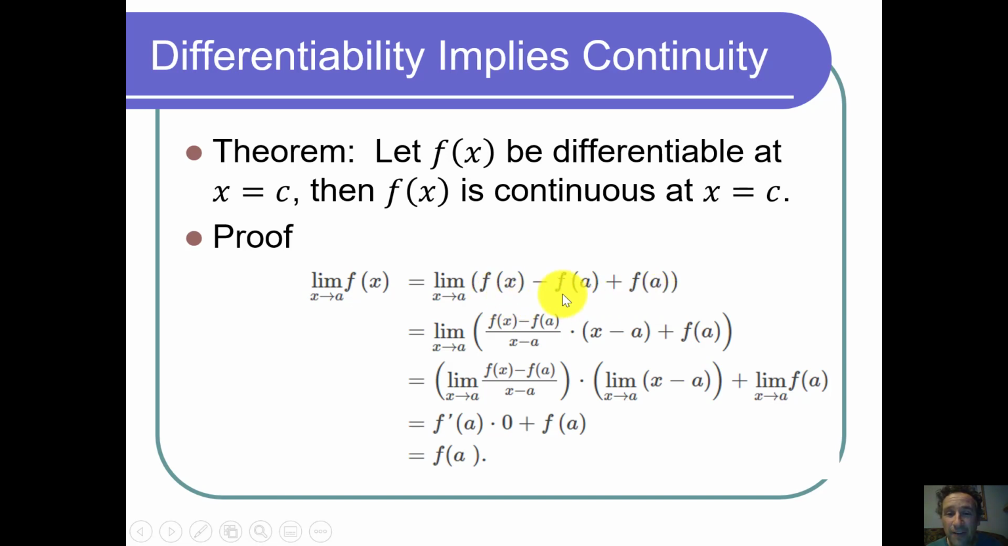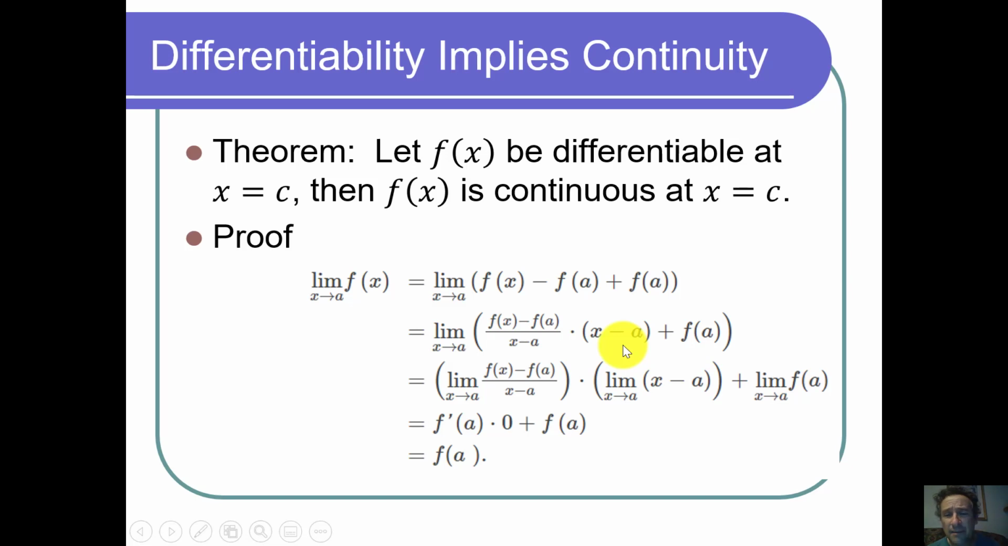So I'm going to take this f of x minus f of a, and divide by x minus a, and multiply by x minus a, and you're always allowed to do that. And then we still have plus f of a. The reason I did that is that I have an f of x minus f of a, and I want to use the fact that f is differentiable. Well, the definition of the derivative has an f of x minus f of a divided by x minus a. That's why I wanted to divide by x minus a. But if I divide by x minus a, I also have to multiply by x minus a.